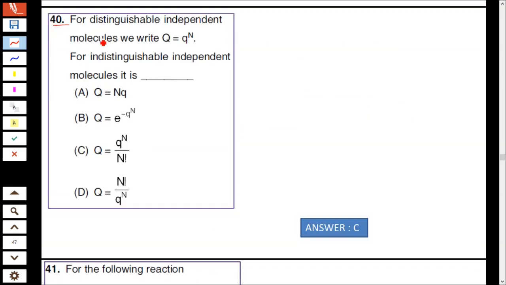Question number 40. For distinguishable independent molecules, we write Q equal to q power N. This is for distinguishable particles. For indistinguishable independent molecules, it will be given as q power N divided by N factorial. This is for indistinguishable particles.